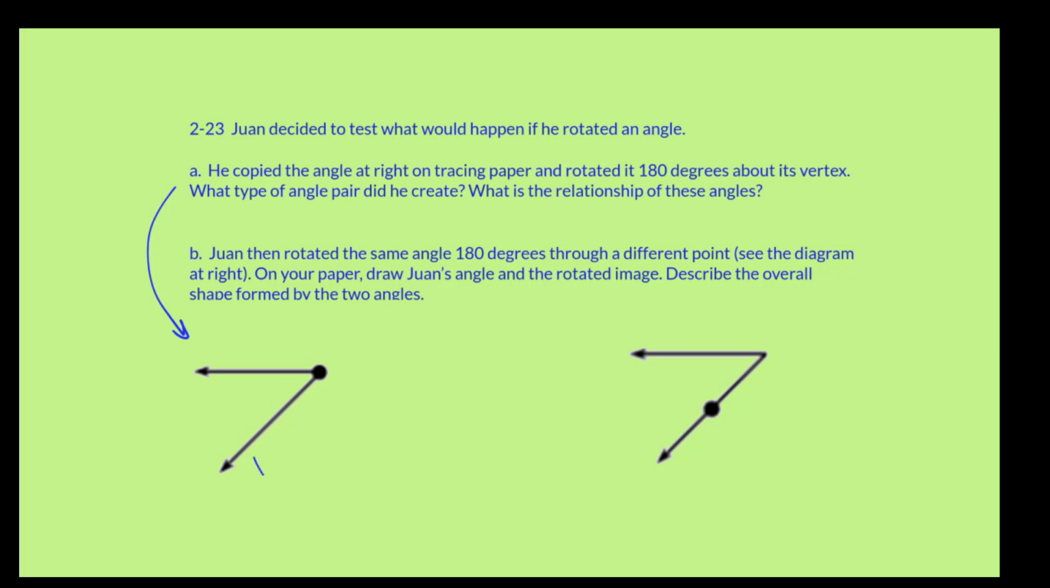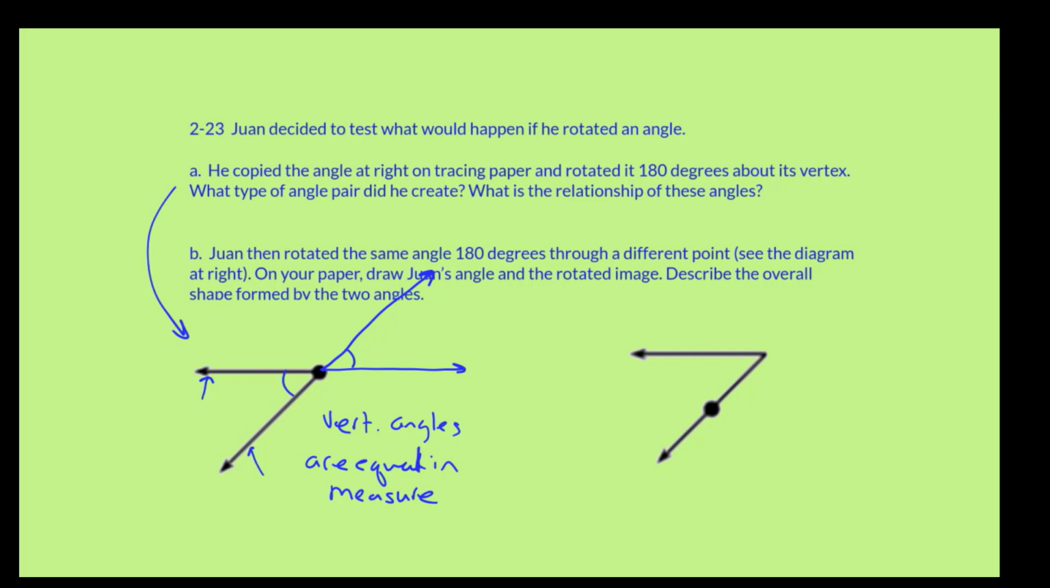So if I am rotating this line 180 degrees, it's going to go straight off here. Sorry, I'm into the words there. And if I rotate this line 180 degrees, it's going to go here. That creates a vertical pair of angles. And they are congruent or equal in measure. Hopefully you can read that writing. Equal in measure. Okay, so that takes care of part A.